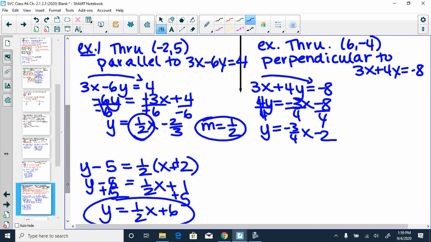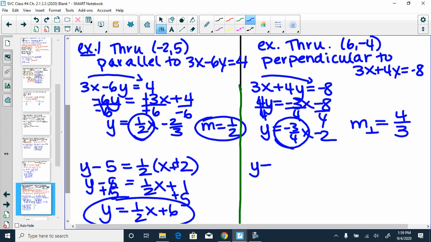Okay, so which one of those numbers is my slope? -3/4. However, since it says perpendicular, you are not using -3/4. We have to use the opposite reciprocal. So instead of negative, it is positive, and a reciprocal in math is to flip that fraction. So it has to be 4/3.